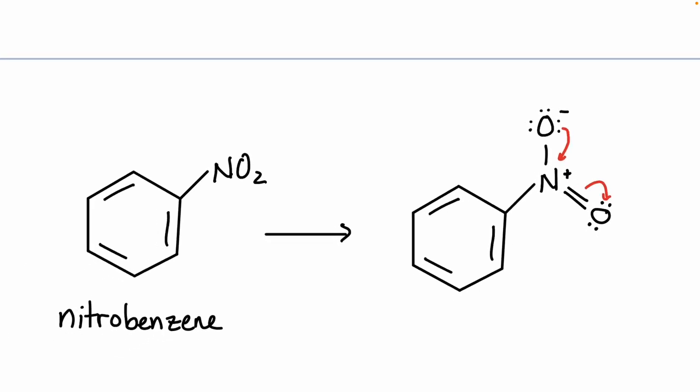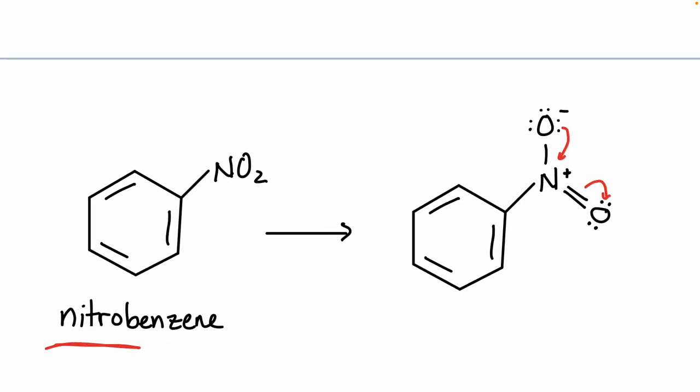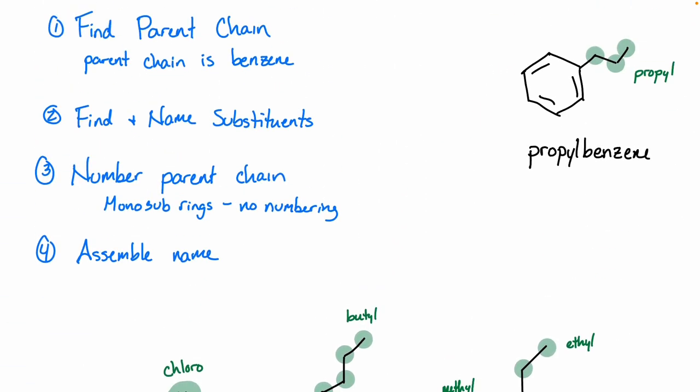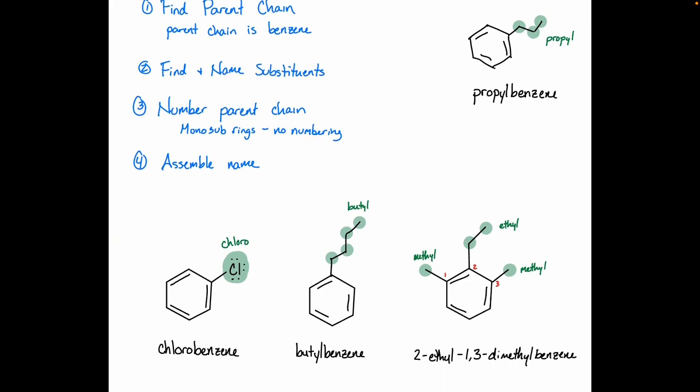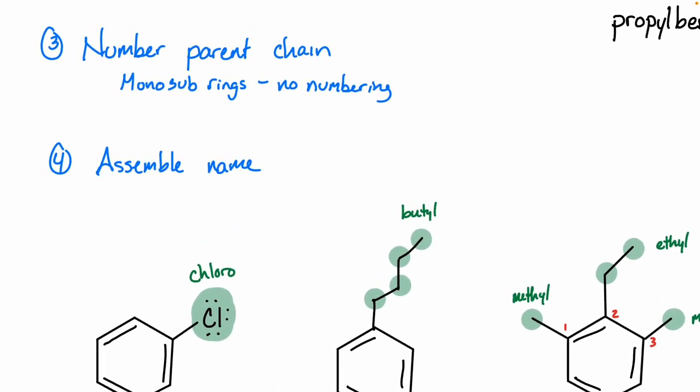We'll talk about its properties here in a second, but just to make note of the name, this is nitrobenzene. Again, that nitro group, kind of think about it as a halogen. It'll always just go out front of the name. Okay. So, in terms of numbering our parent chain, we said if it was a monosubstituted ring, we have no numbering. We're going to say tri plus, we need our numbering.